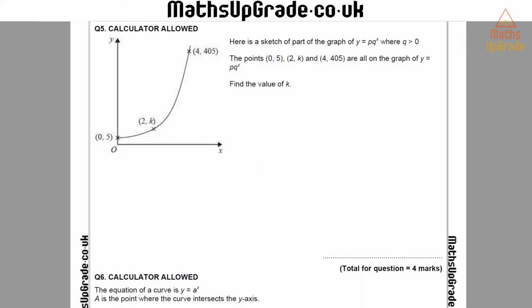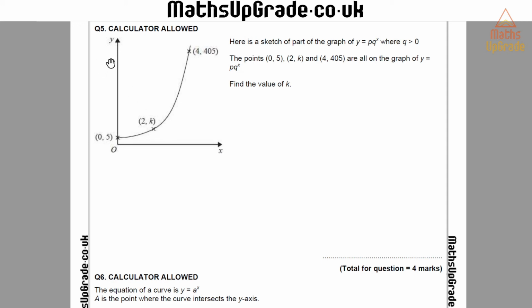Question 5 is worth 4 marks. I'm given a sketch of a graph y equals pq to the x. I'm told that q is greater than 0, and I'm also told that these 3 coordinates are all on the graph. So the first coordinate is 0, 5, the second coordinate is 2, k, which I don't know what it is, and the third coordinate is 4, 405. I need to find this value of k, so I need to find this y coordinate here.